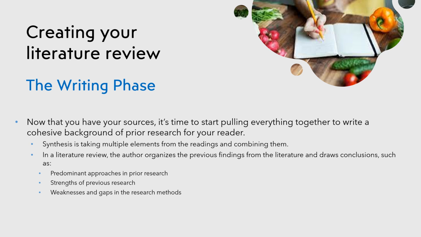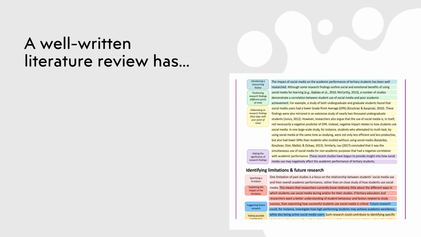Synthesis is taking multiple elements and combining them to form a new whole. With a literature review, you're organizing previous findings and research and drawing conclusions. This might include explaining the predominant approaches used in prior research, the strengths of previous research, and weaknesses and gaps in the research methods. This can suggest future things to be done.